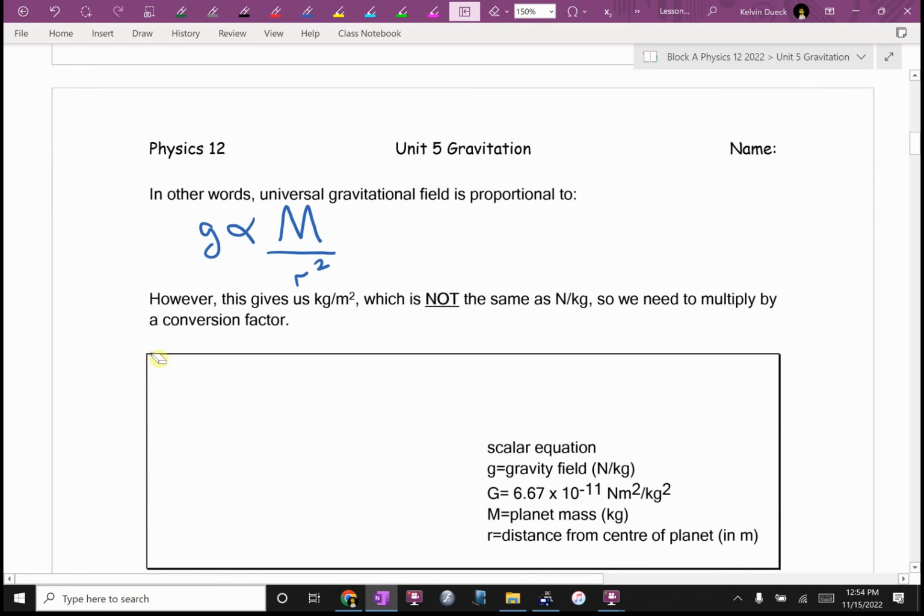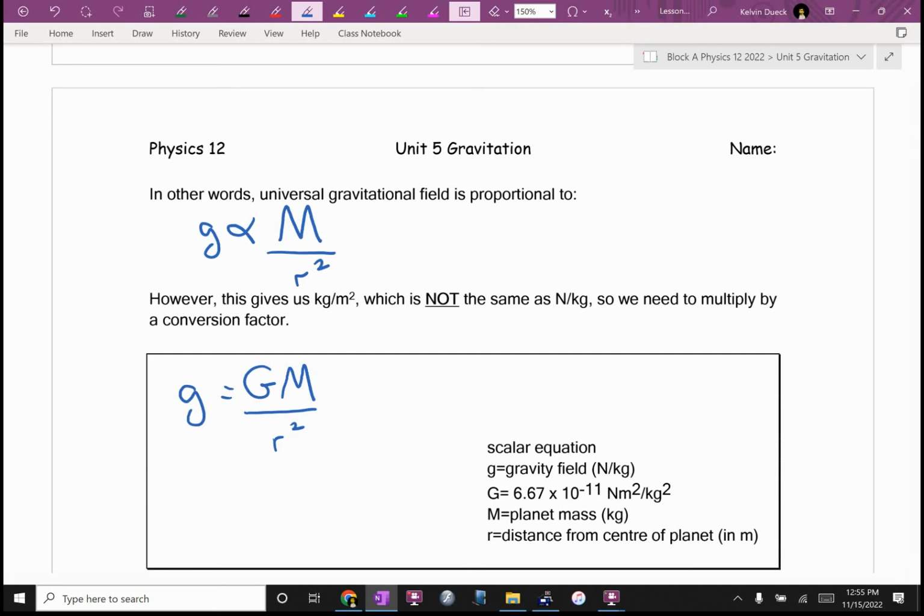And the conversion factor is capital G for the universal gravitational constant. This is universal gravitational field. Little g equals big G, big M, over R squared. Where big G is, this is on your formula sheet as well, on the page where you have all the constants, where you've got the radius of the Earth, and by the way, in this unit, we're going to be on that page an awful lot.